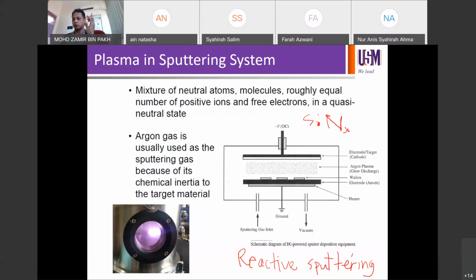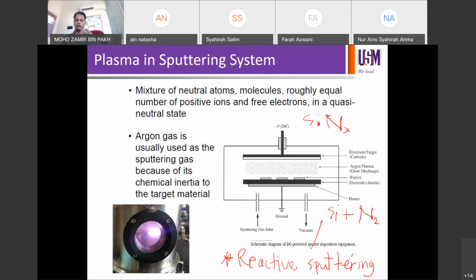The second way is to do reactive sputtering. Reactive sputtering means you want your sputtered material, which equals your deposited material, to react with a gas in the sputtering chamber and form a deposited layer. In this case, you can do reactive sputtering of a silicon target. You want silicon nitride, right? So you use a silicon target, but you do a reactive sputtering process with nitrogen gas. So this can also be done.